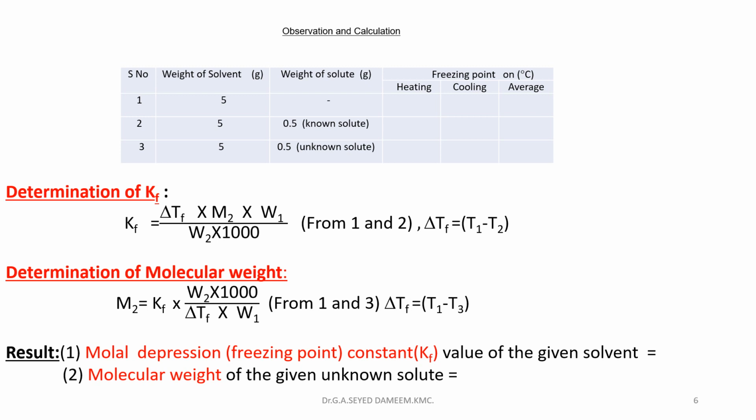So the determination of Kf formula is given, and here delta Tf is equal to T1 minus T2. For the determination of molecular weight, the formula is given, and delta Tf is equal to T1 minus T3. The result of the experiment, that is the molar depression constant of the given solvent, is one result. Another result is the molecular weight of the given unknown solute. Suppose one more unknown solute is also given during the practical examination.